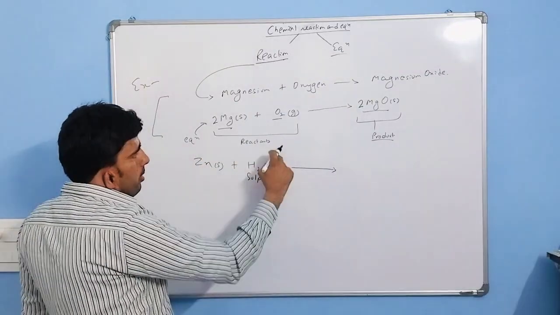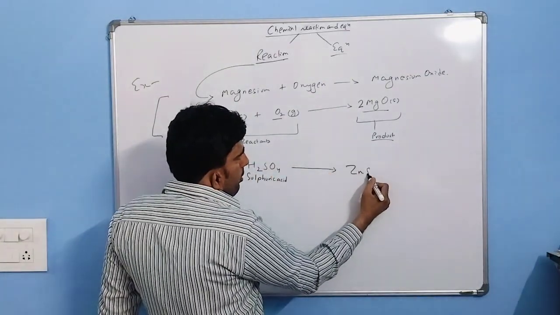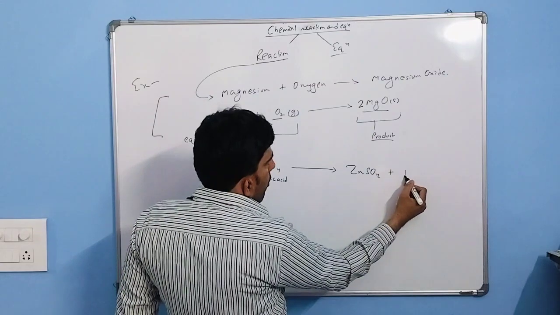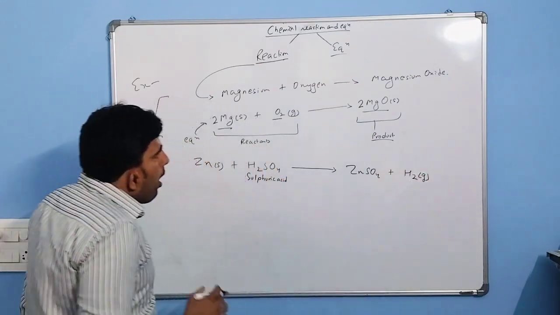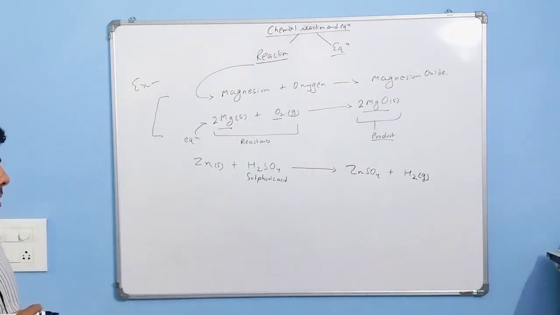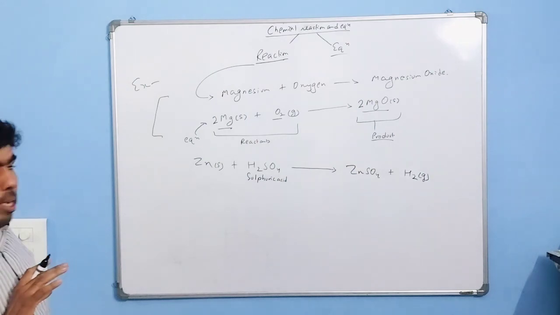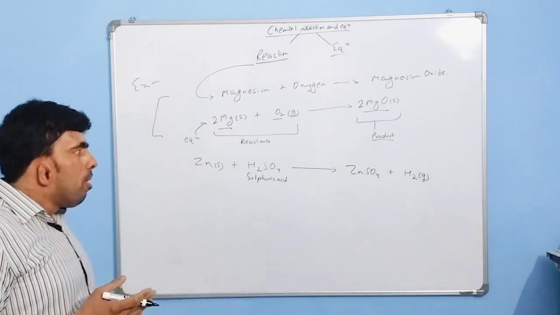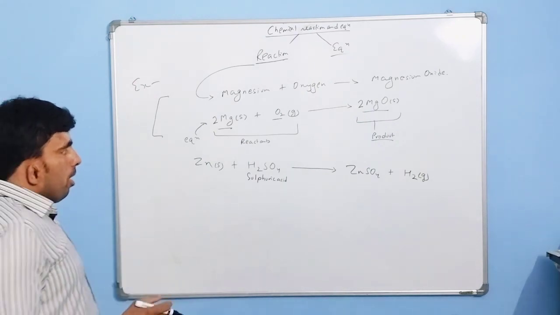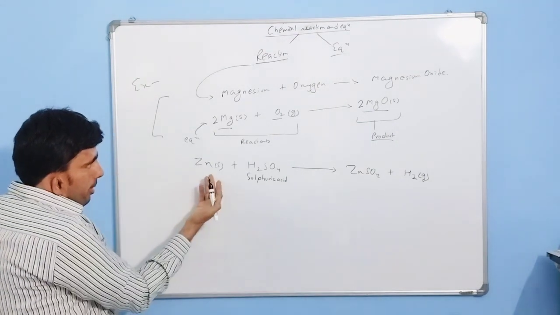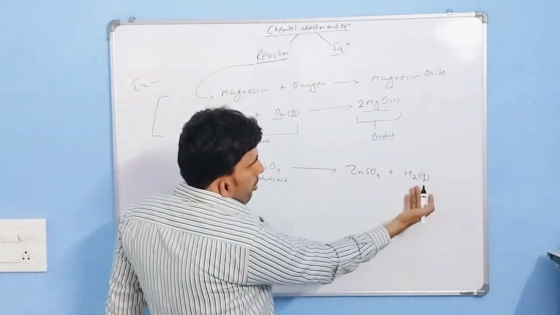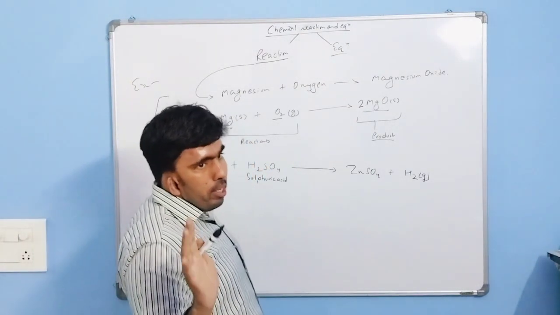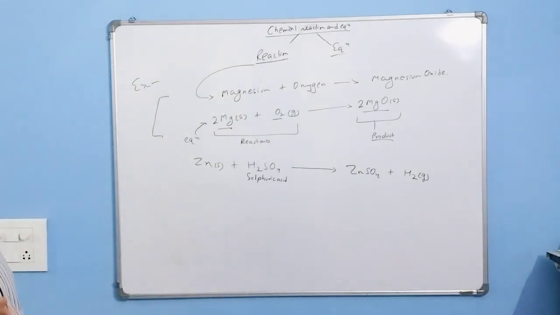Zinc will react with sulfate, ZnSO4 plus... hydrogen gas is released. See, what is my motto in writing these equations? I will tell you later. A lot of things you will find here. For example, now I have taken this in solid form, that is an acid. When I react it here, I get hydrogen gas. Gas is released. Okay, so we can see more examples.